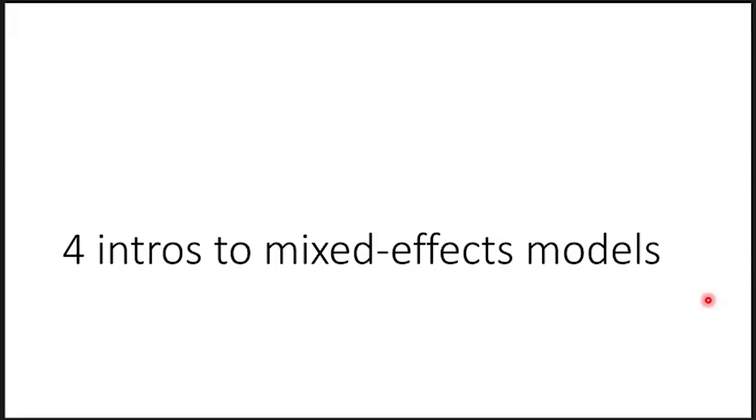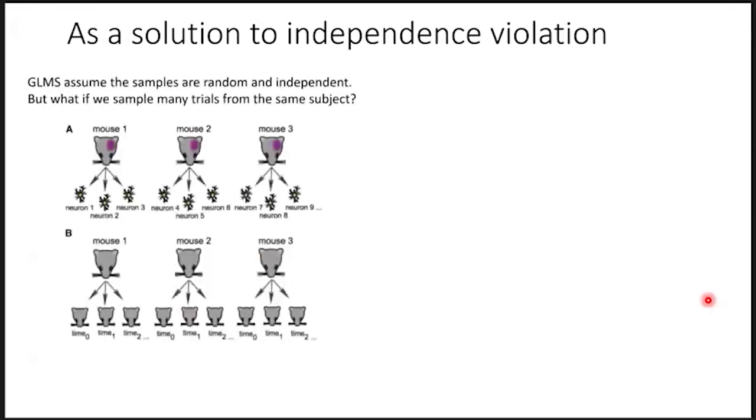The first one is that mixed effects models are a solution to the independence violation. I'll explain. Let's say I recorded 9 neurons from 3 mice. When I put the data from the 9 neurons in my GLM, the GLM assumes that I randomly sampled 9 neurons from the population and that each sample is independent of the others, right? We remember that in science we do independent sampling of our test subjects, otherwise we can create bias, right?